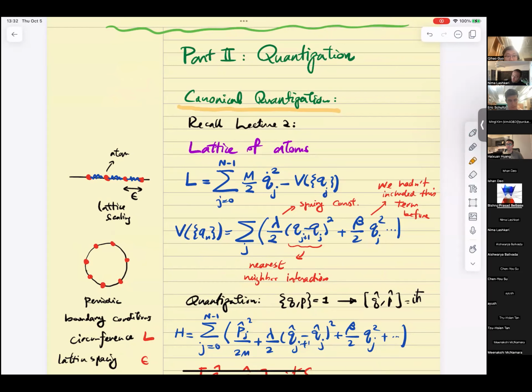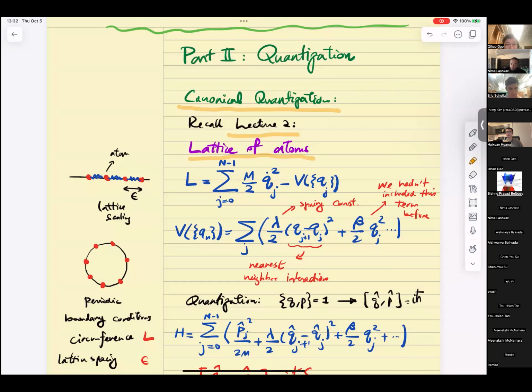Sorry. So recall from lecture 2 that we started with a lattice of atoms. The way we modeled them, this is a one-dimensional lattice, was by putting a bunch of atoms and connecting them with springs, right? So each of these were atoms, and when they were all sitting in equilibrium, equidistant, there was the lattice spacing, which is epsilon, which is the measure of the distance between every two atoms in equilibrium.